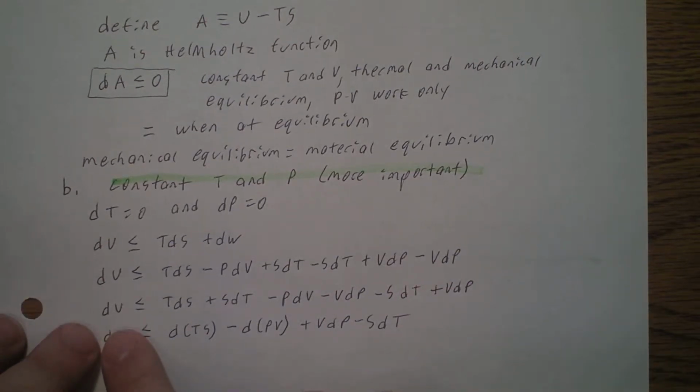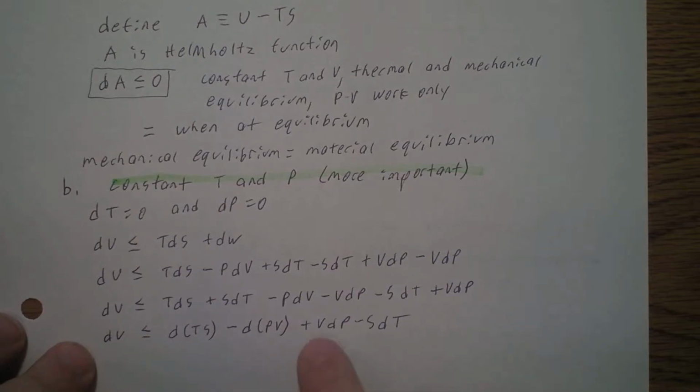So that, let's see, what did we do here? We didn't change anything at all. So we have dU is less than or equal to TdS plus S dT, so we just changed the order around a little bit, minus PdV minus VdP minus S dT plus VdP. So remember, this will be equal to d(TS). This will be equal to d(PV). So we get the differential of the internal energy is less than or equal to the differential of temperature times entropy minus the differential of pressure times volume plus volume times the differential of pressure minus entropy times the differential of temperature.